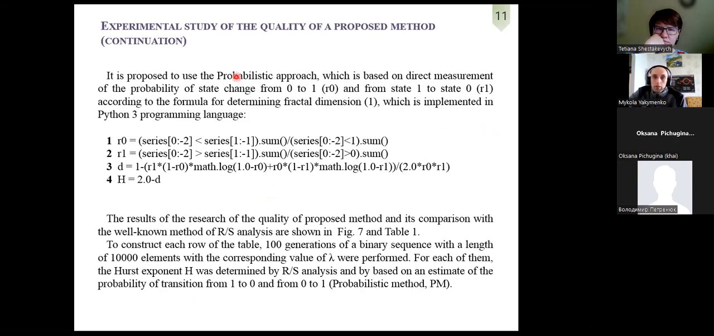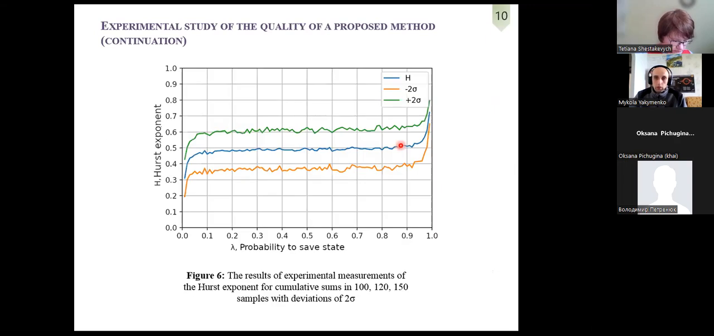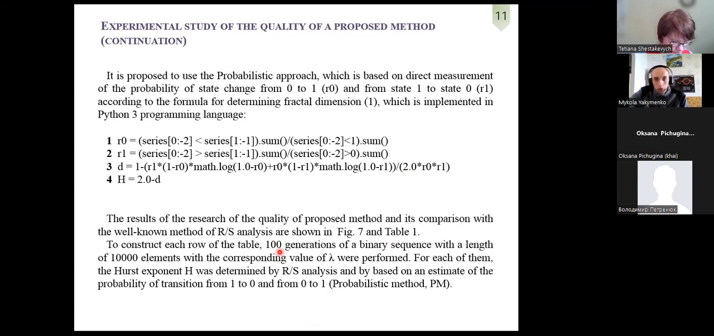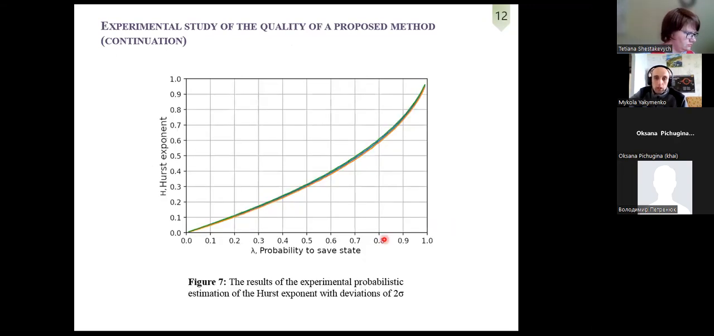And we proposed the probabilistic approach for direct calculation of the fractal dimension by its Minkowski dimension, which is based on the direct measurement of the probability of change of state from 0 to 1, R0, and from state 1 to state 0, R1, according to this formula for D. And here our method and the results of the research on the quality of the method, and its comparison with the rescaled range analysis, are shown in the next table and in the next figure.